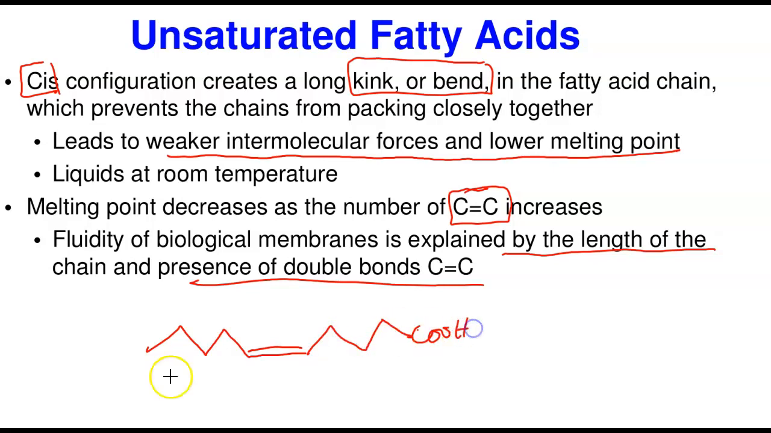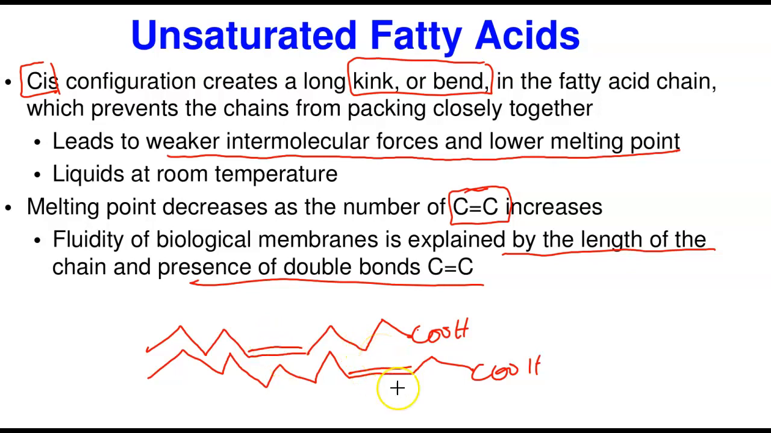Now, if you have another one, it now packs here again, and then it now goes this way. You see, you created another space just because of this kink. So this cis configuration is what brings that kink or bend, creating these spaces that you didn't see in the packing of the other ones.